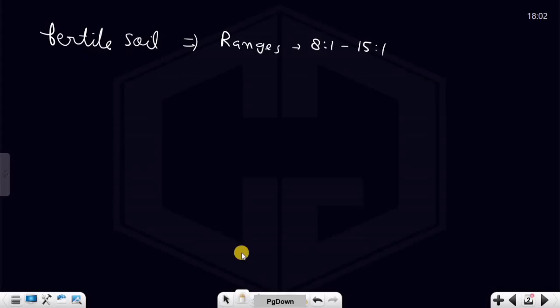So now let's move on to the carbon nitrogen ratio of various types of compounds or species. For a fertile soil, the range of carbon nitrogen ratio is 10:1 to 15:1, and the average is from 10:1 to 12:1. That is the average for a fertile soil.